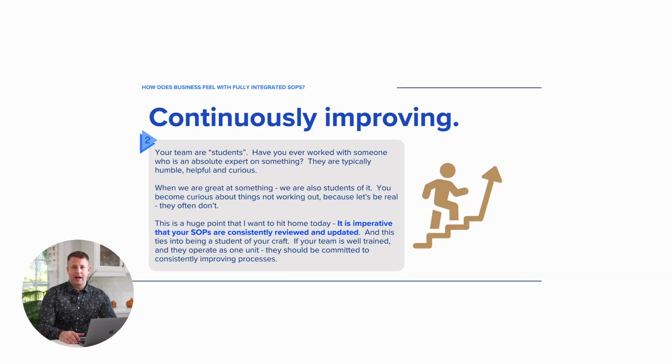Your team, going back to Kaizen, your team becomes students. So when things are so streamlined and clear and your SOPs are being updated, what happens is that people actually become experts in their specific crafts in your company, and there's consistent improvement. And this is like a huge point that I want to hit home today, is that it is imperative that your SOPs are consistently reviewed and updated. And this ties into being a student of your craft, because if your team is well trained and the operator is one unit, they should be committed to consistently improving processes.